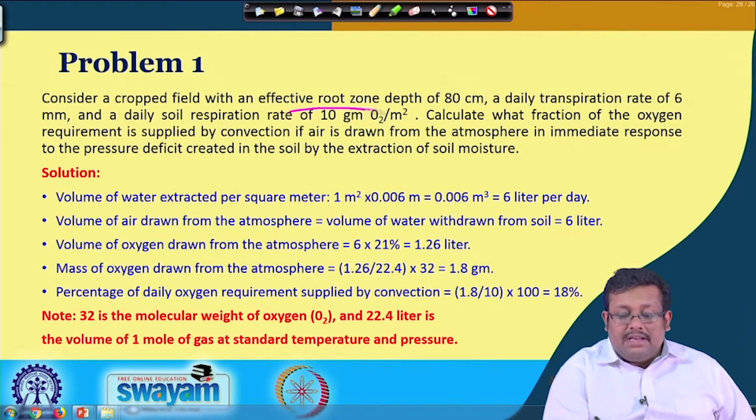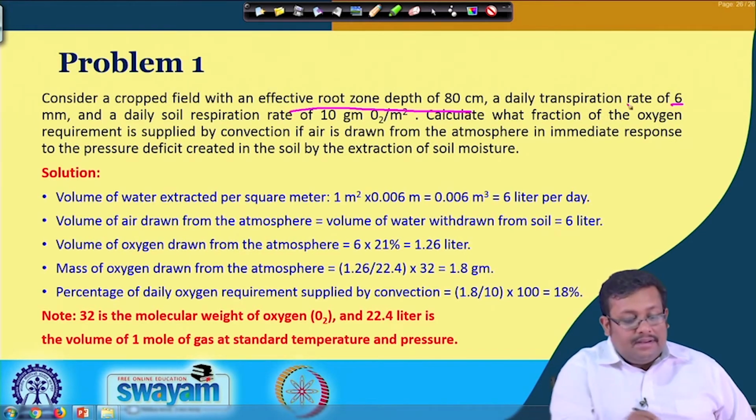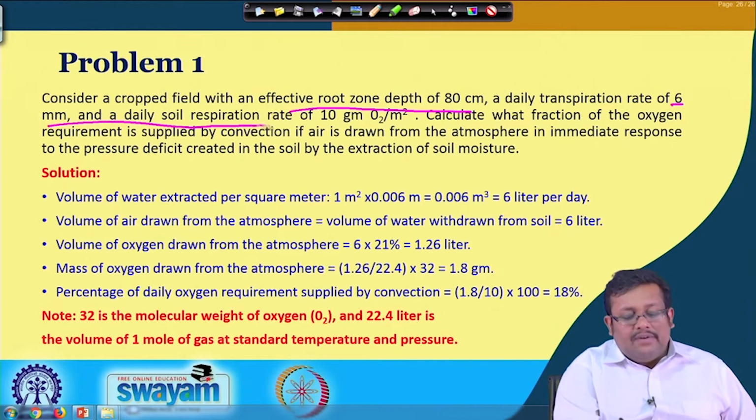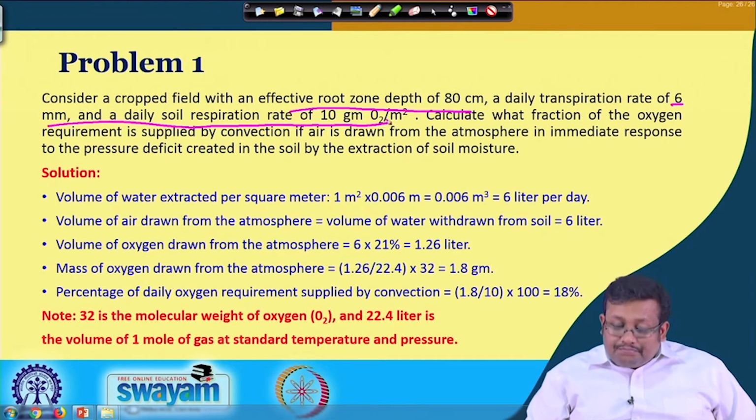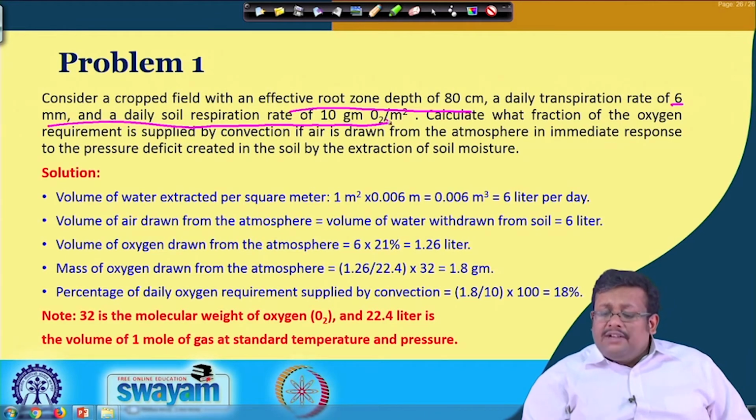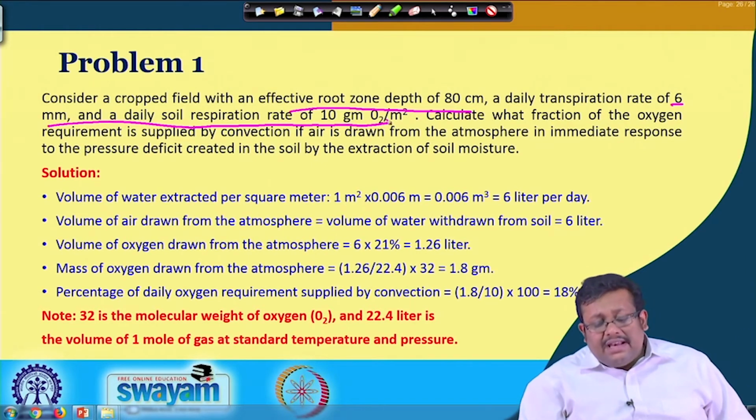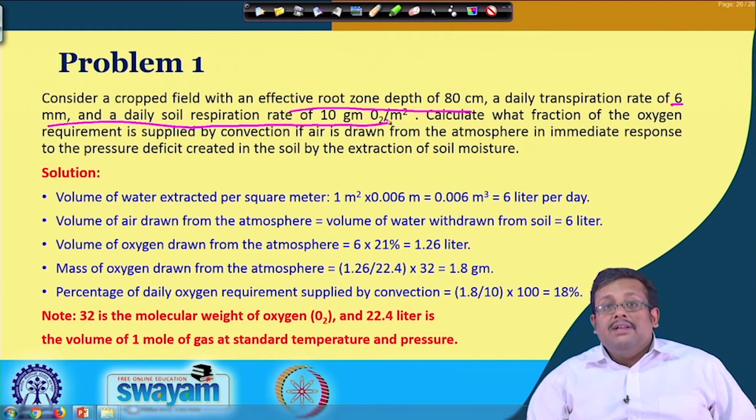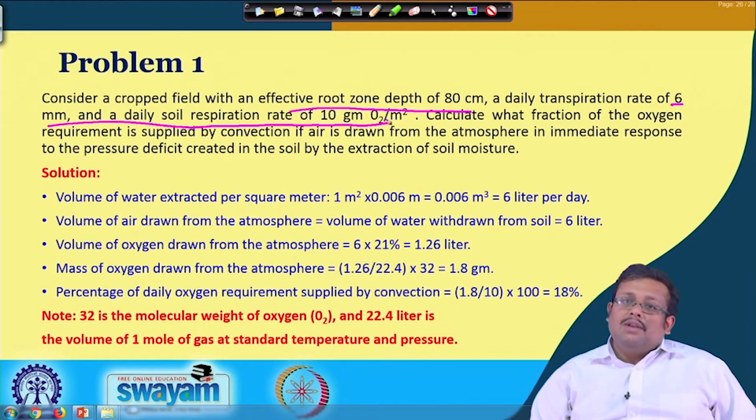a daily transpiration rate of 6 millimeter, and a daily soil respiration rate of 10 gram oxygen per square meter. Calculate what fraction of the oxygen requirement is supplied by convection if air is drawn from the atmosphere in immediate response to the pressure deficit created in the soil by the extraction of soil moisture.